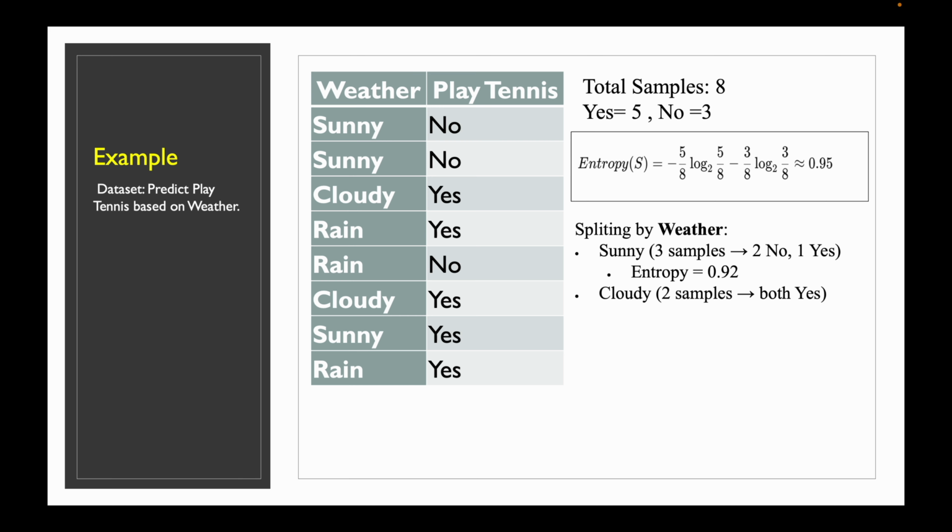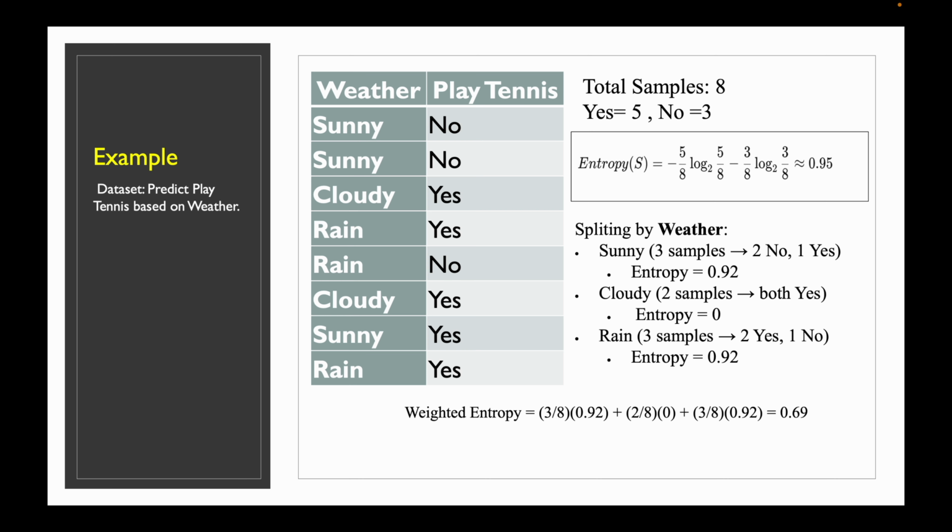And for cloudy there are 2 samples, both are yes, then the entropy is 0. And for rain there are 3 samples, 2 yes and 1 no, and the entropy calculation is 0.92. So if we calculate the total entropy, then it is equal to 0.69. Therefore, the information gain is 0.95 minus 0.69, that is 0.26. Hence, the weather is a good splitting feature.